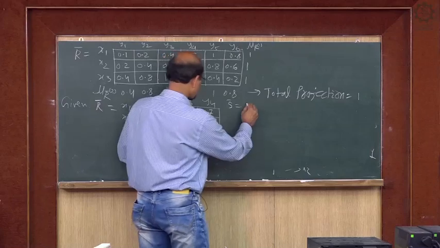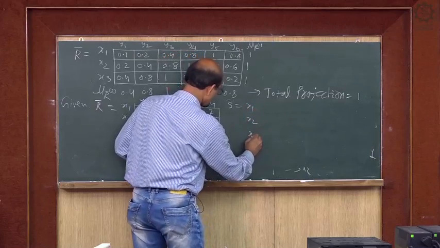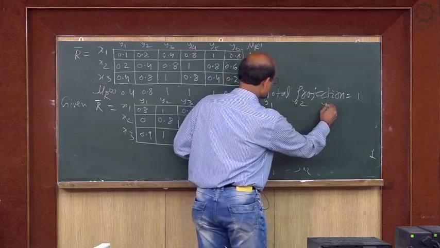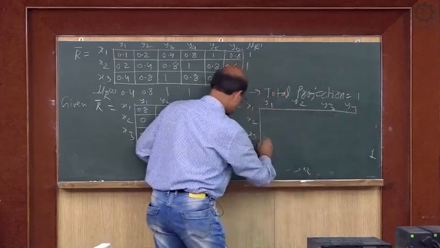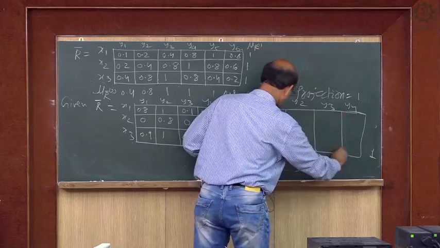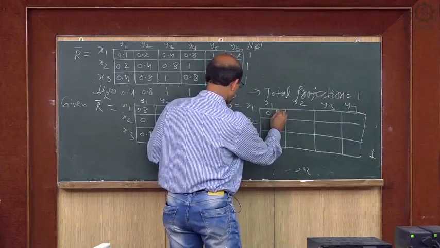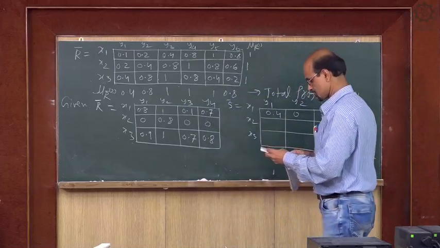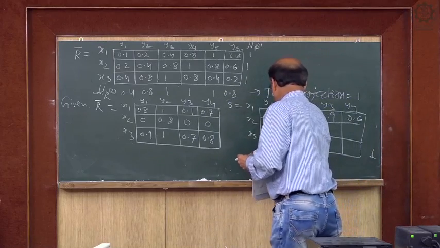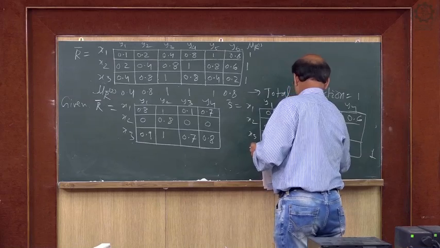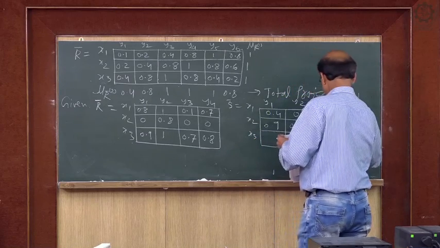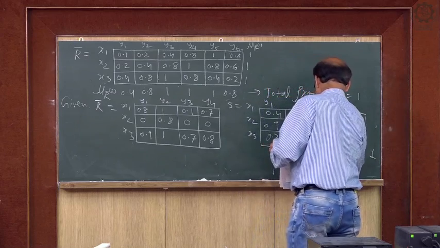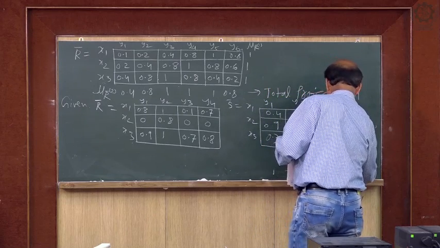is again x1, x2, x3, y1, y2, y3, y4. We have 0.4, 0, 0.9, 0.6, 0.9, 0.4, 0.5, 0.7, 0.3, 0, 0.8 and 0.5.